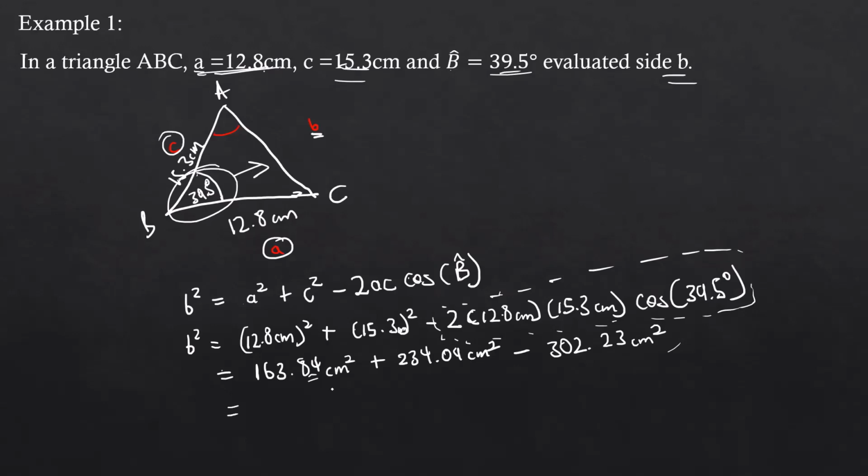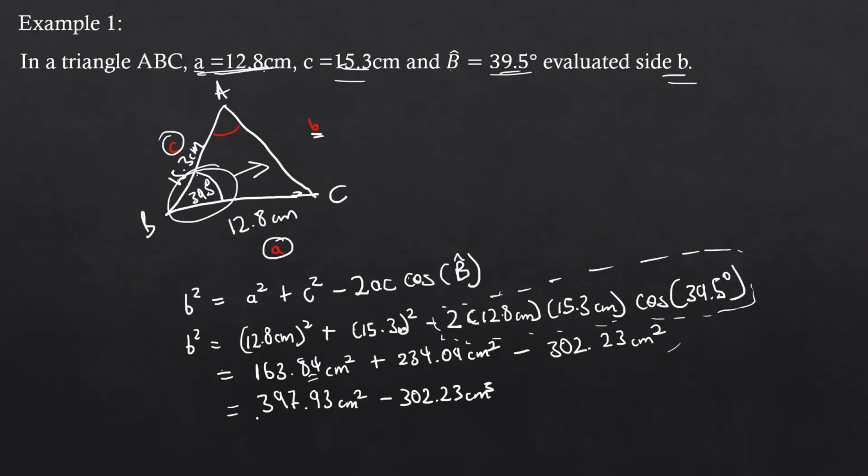And continuing, we can add these numbers and subtract. So 163.84 plus the 234.09 would give us 397.93. And this is 30 centimeters squared, subtracted by our 302.23 centimeters squared. So just bring that back down. I just bring this guy back down. Now we can do the subtraction.